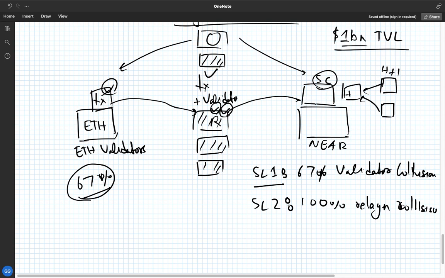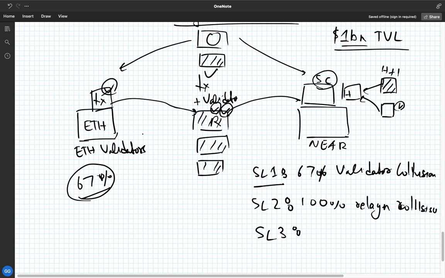In that case, the money will be lost, and the fake block will make it to the bridge before the actual block, and the bridge would be too late to respond to that. So how do we solve this problem? This is where security layer 3 comes in. So what is security layer 3?